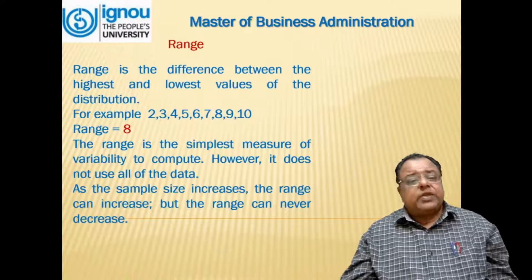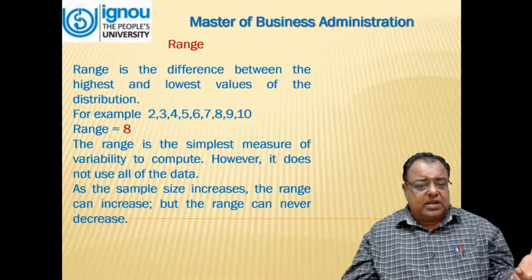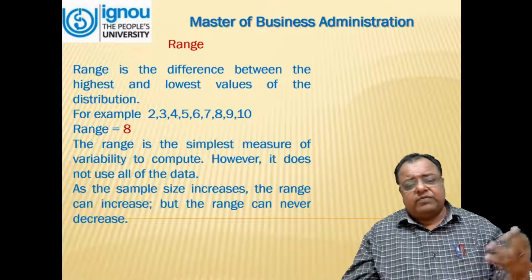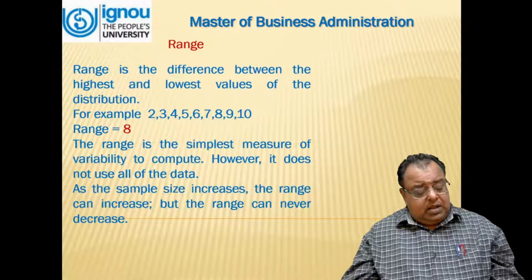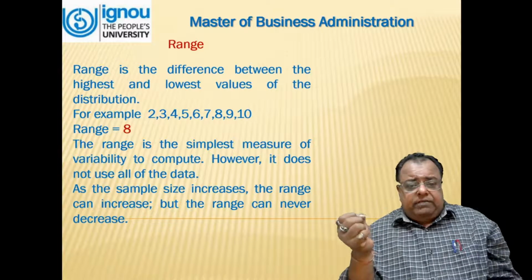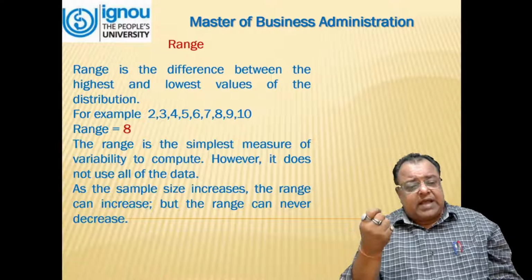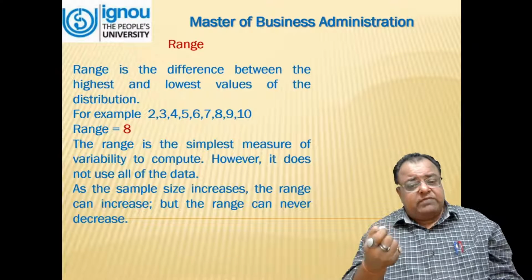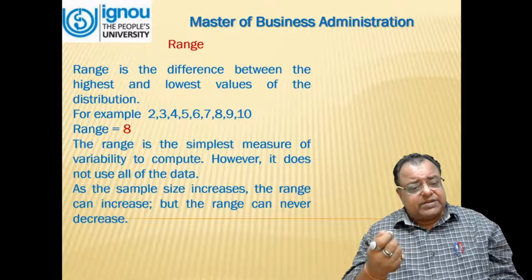We start with range. Suppose our data is given to us, like the numbers 2, 3, 4, 5, up to 10, and we have to calculate the range. So range is basically the difference between the highest value and the lowest value. Here the highest value is 10 and the lowest value is 2. That means its range is 8.